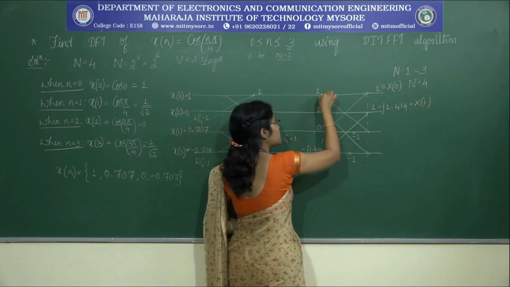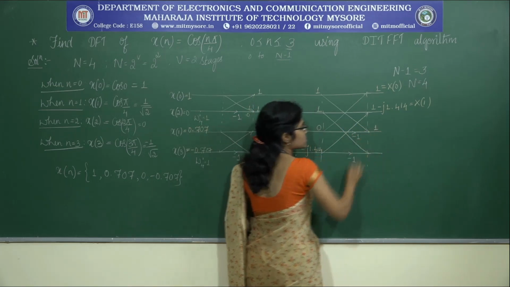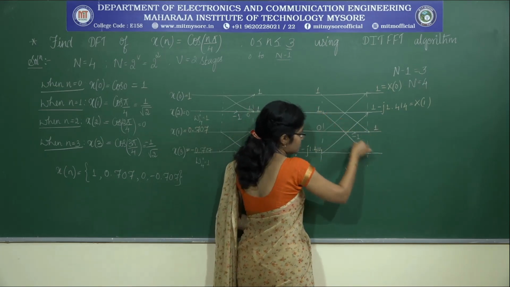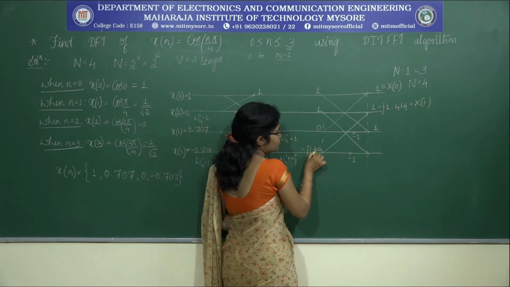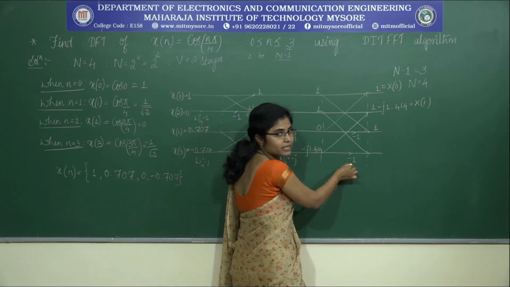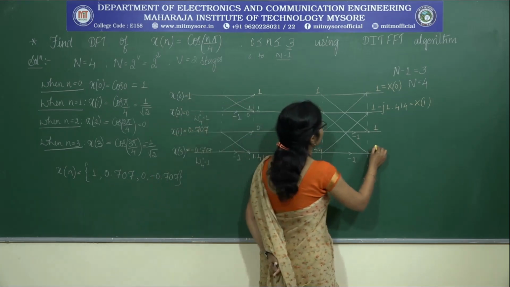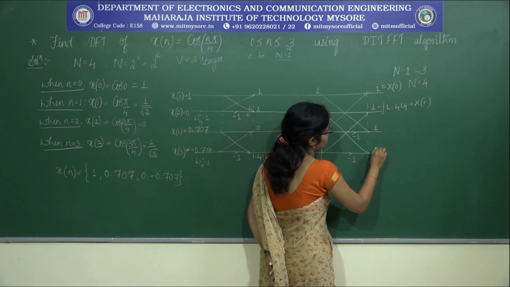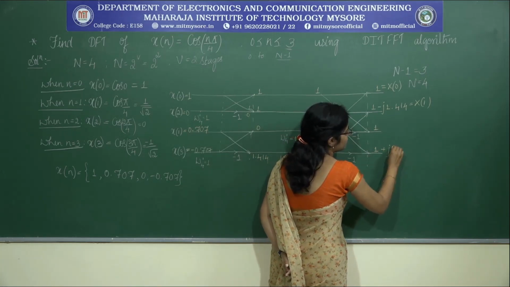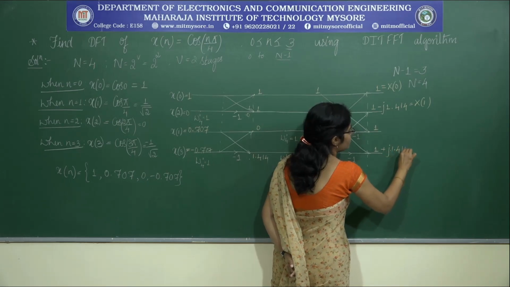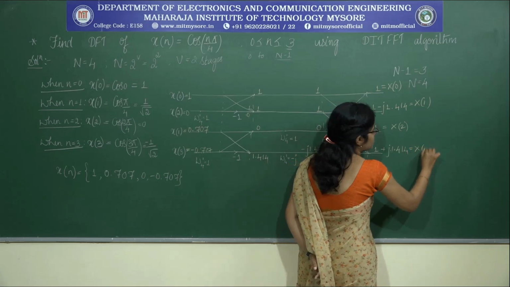At this particular point, 1 is coming from this branch, 0 is coming from this branch, so it is 1. Again from this branch it is 1, and from this branch it is minus j 1.414 multiplied with minus 1 gives us plus j 1.414. So finally at this particular point the data is 1 plus j 1.414. So this is x of 2 and this is x of 3.